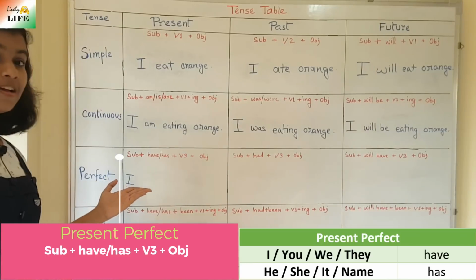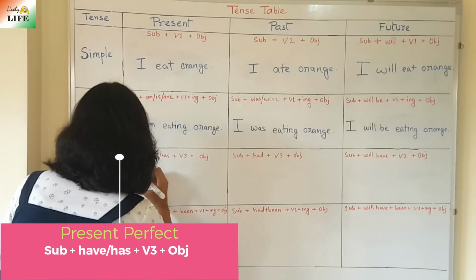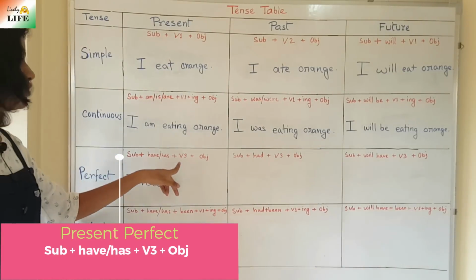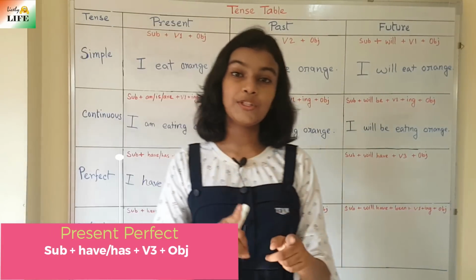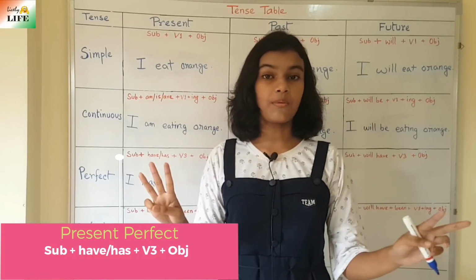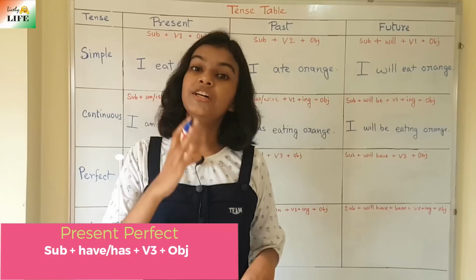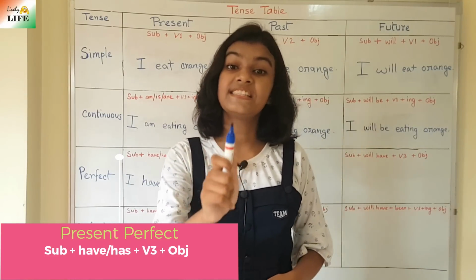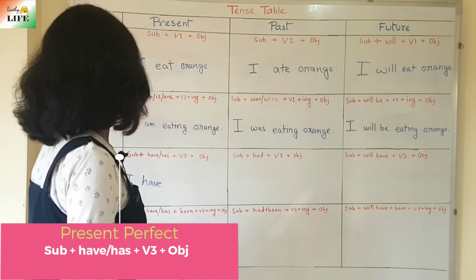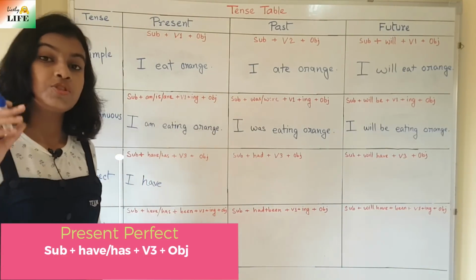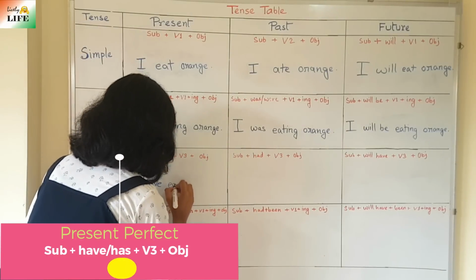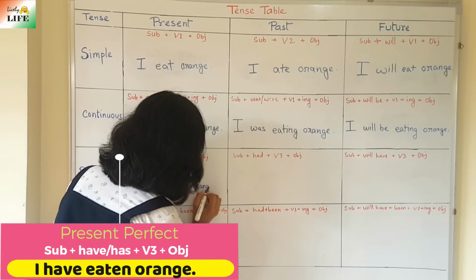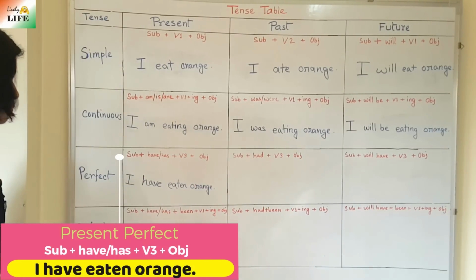Okay, so here we used I. So what are we going to write? Have. Okay, I have. Then V3 form. So I told you at the first of this video that verb has 3 forms, right? What is the third form of eat? So first form is eat, second is ate, third is eaten. Okay, I have. So we are going to use the third form. So we are going to write eaten. I have eaten orange. This sentence is in present perfect tense.